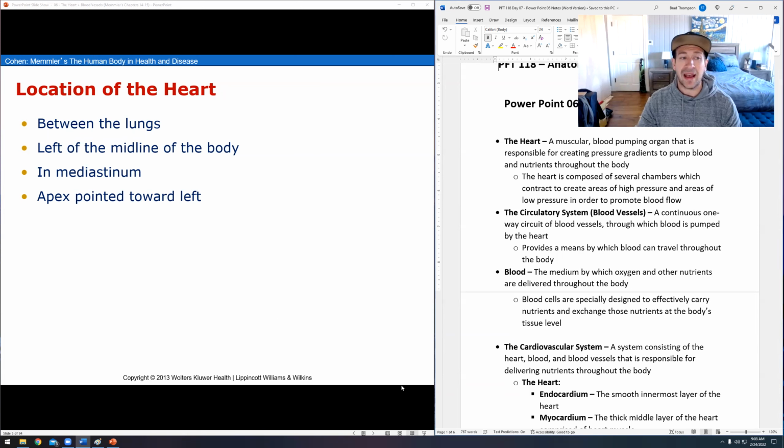So your heart powers this entire thing, right? It's located between your lungs, right in the middle of your body. It is slightly over to the left, which is why we place our hand over the left side of our chest. It is not way over here, though.